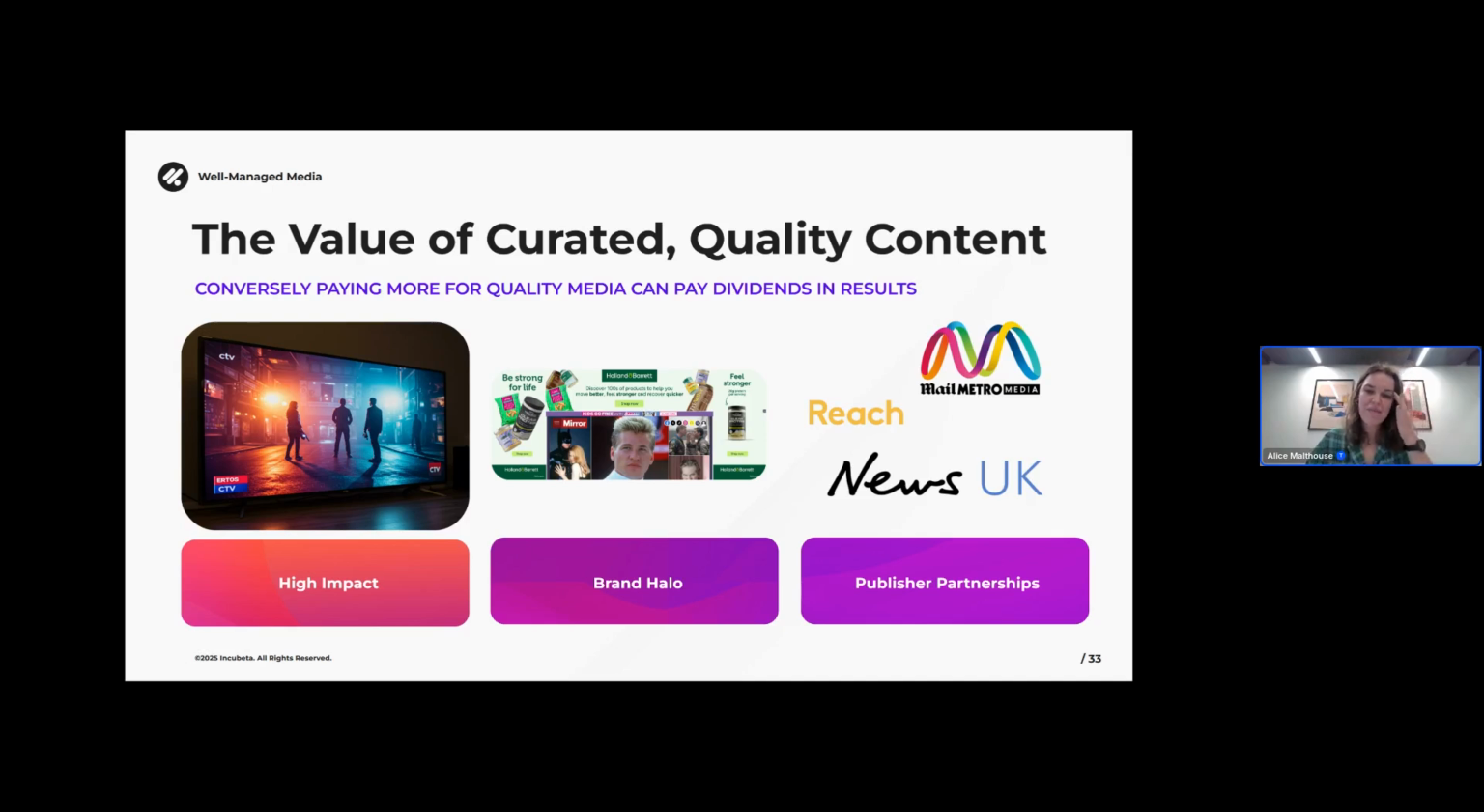And then finally, publisher partnerships. So curation is the buzzword at the moment. But it is really important that you work with these publishers to maximize on contextual data and audience data as well, so that the inventory you're bidding on is as closely aligned with the audience you want to access as possible. Paying more, you'll get access to all of these different metrics.